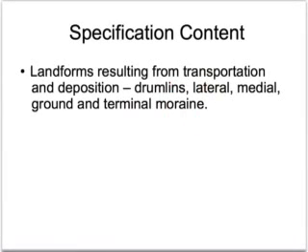Firstly, moraine, which is glacially deposited material. And we're going to be looking at a special type of moraine called drumlins. But we're going to look at these four types of moraine.